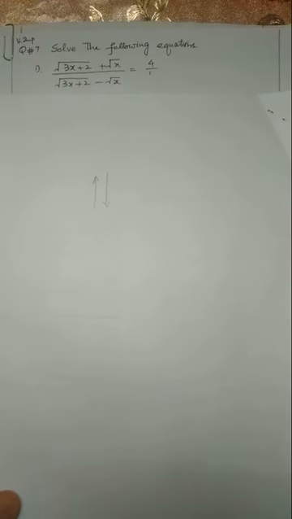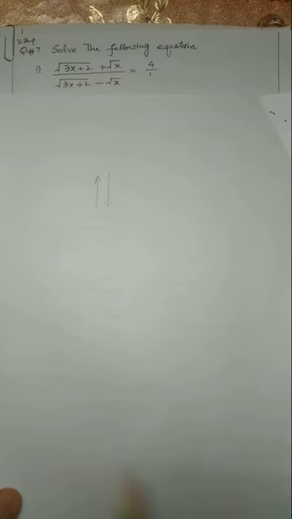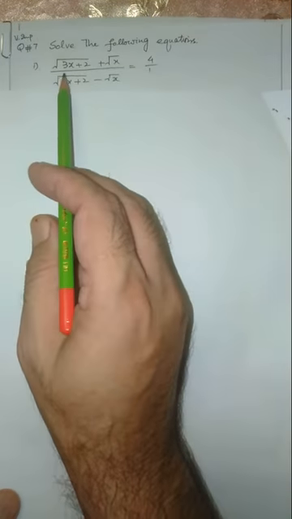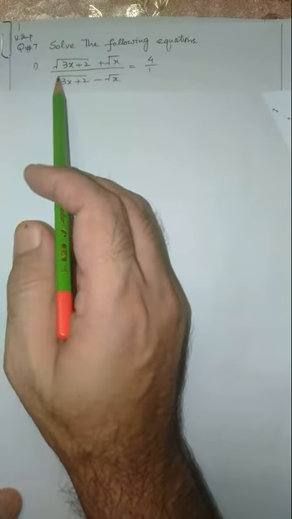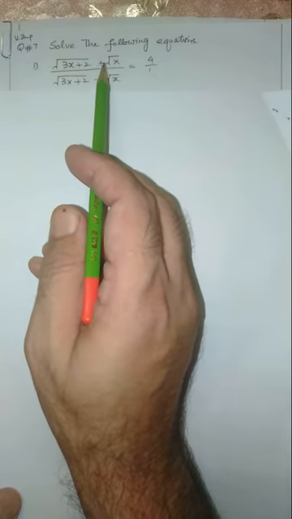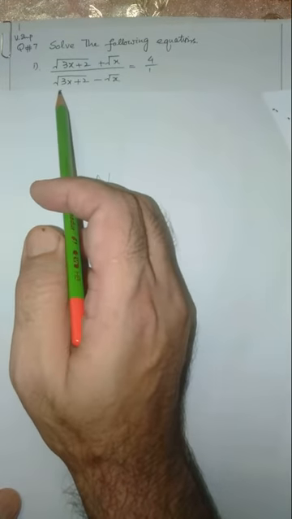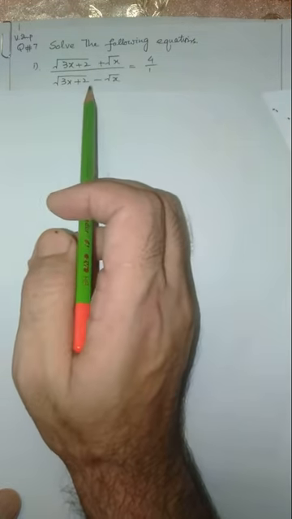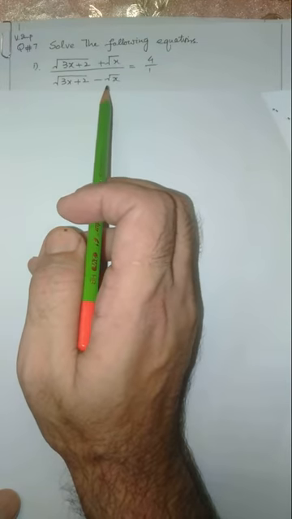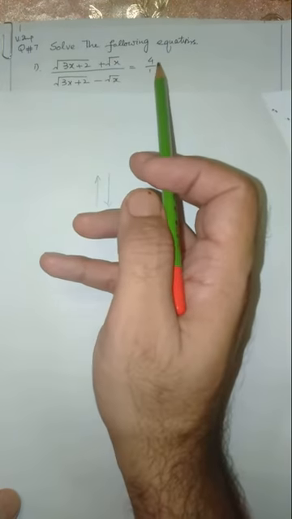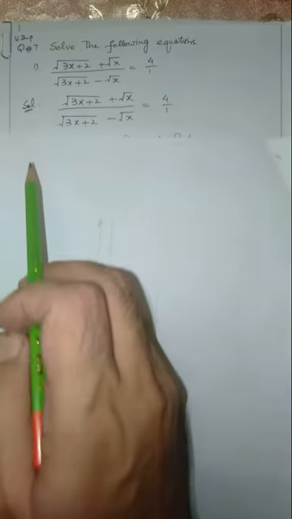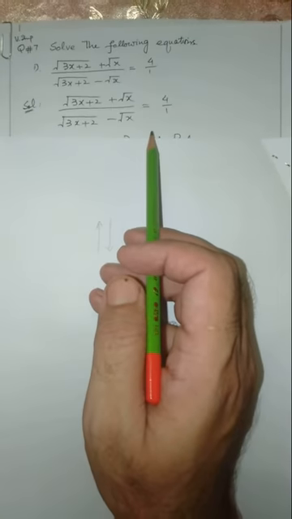Question number 7. This is a very important question. Question number 7. Solve the following equation. The first part is given: (square root of 3x plus 2, plus square root of x) whole divided by (square root of 3x plus 2, minus square root of x) is equal to 4 by 1. Solution. Repeat the given question.